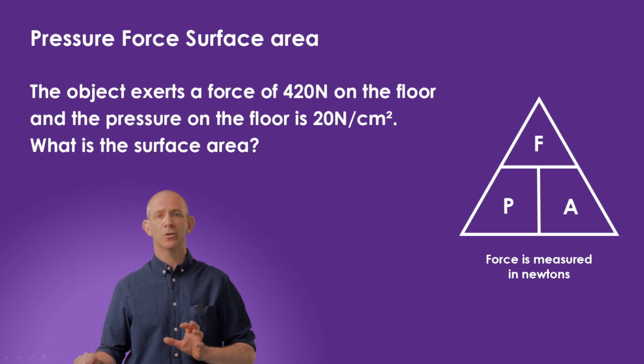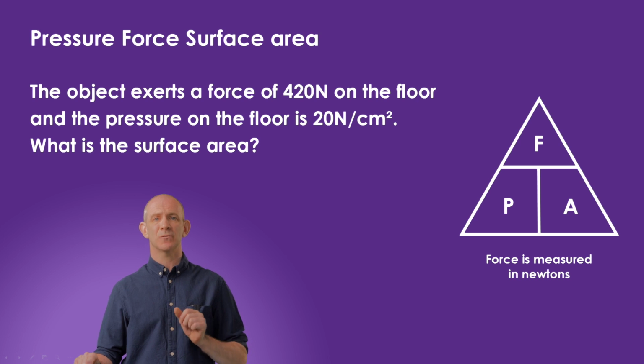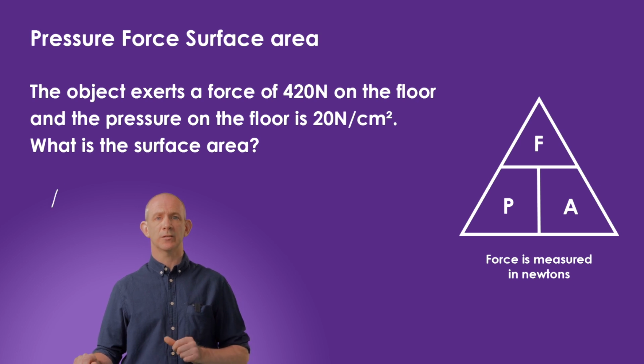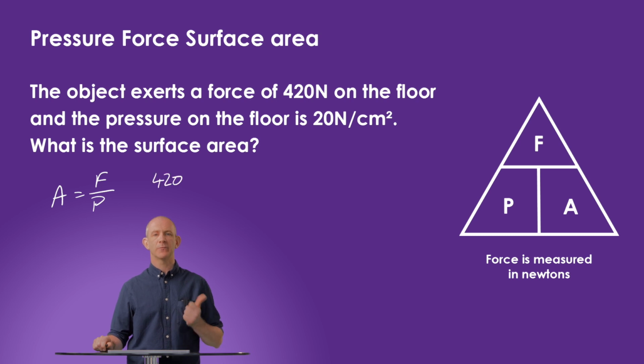In the last question, we're told that an object exerts a force of 420 newtons on a floor, and the pressure on the floor is 20 newtons per square centimetre. What's the area of the contact face? If we look at how to calculate the area on the triangle, we can see that the area is calculated by force divided by pressure. So we can calculate the contact area by 420 newtons divided by 20 newtons per centimetre squared to give us 21 centimetres squared.